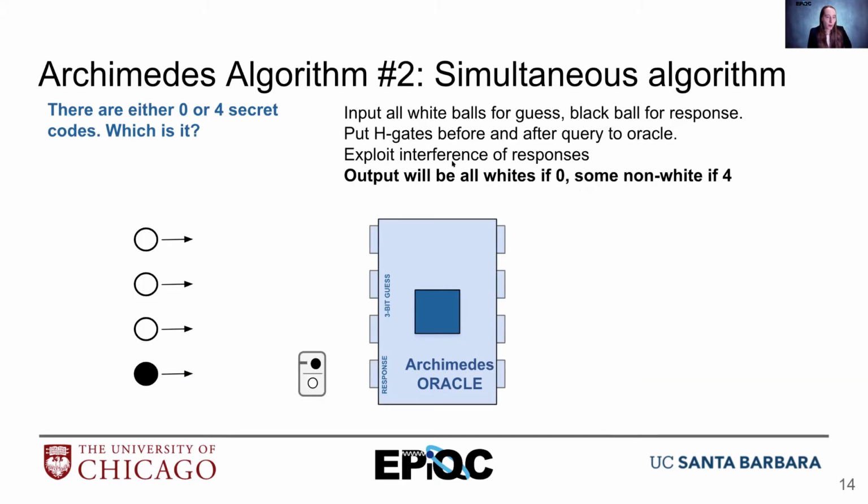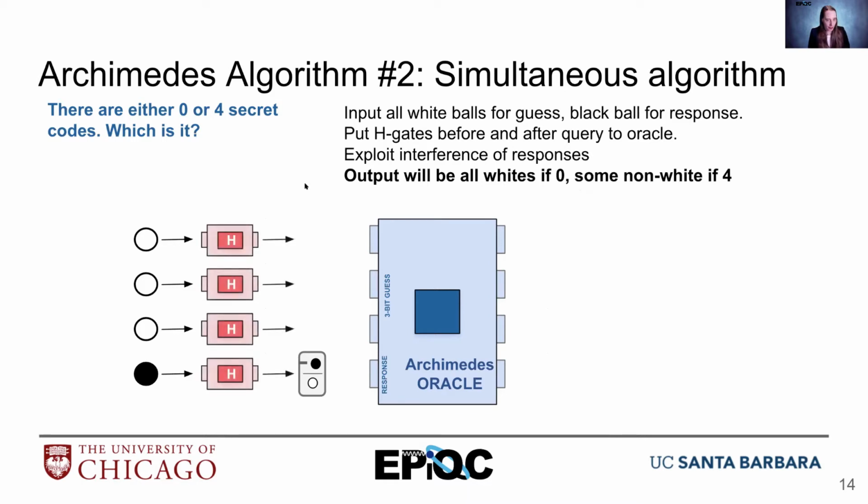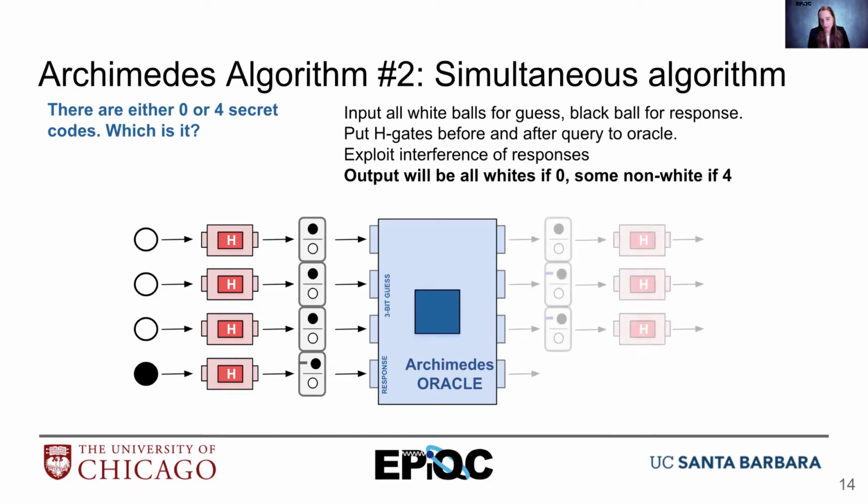All right, so let's look at what we do. This will be, again, familiar. We'll put in 3 white balls and have a black ball for response. And this time it looks like it's the same, that we might be doing phase flips, but it's not actually the same because we don't have any knowledge of C-naughts inside. So we're not using phase flips, but we are putting everything in superposition so that there are all possible combinations. And so what it turns out is that if there are no secret codes, then the output will be all whites. But if there are 4 secret codes, then some of the outputs will be non-white.